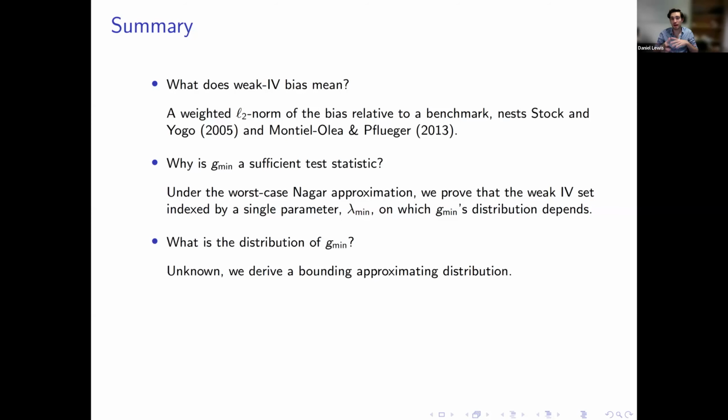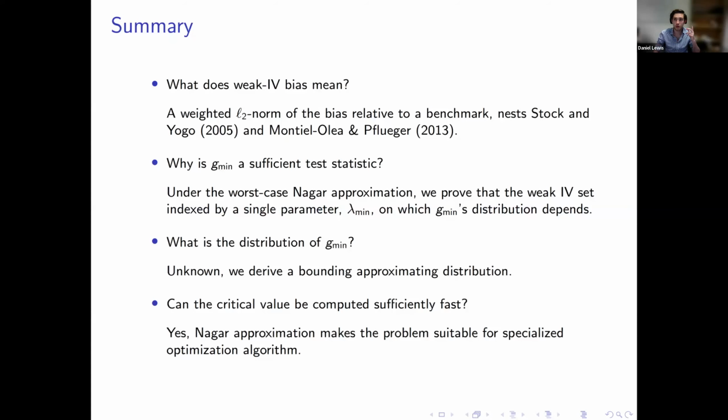The distribution of G-min turned out to be quite challenging, but we were able to derive a bounding approximating distribution by working with an upper bound on the minimum eigenvalue of the random variable of interest, and then upper bounds on the cumulants for that random variable. We also argued that to have a test that would be usable in practice on the same scale as the Stock-Yogo test, we'd have to be able to compute critical values pretty quickly. We can do that because the Nagar approximation reduces the problem, for the sharp bounds, to only searching over the space of orthogonal matrices, for which there are very specialized optimization algorithms, which are lightning fast.